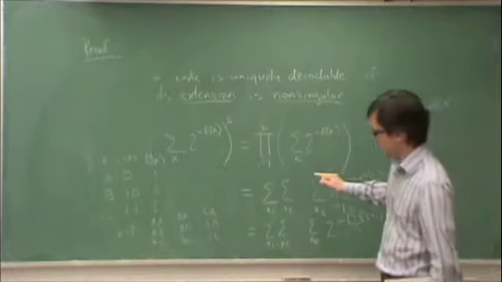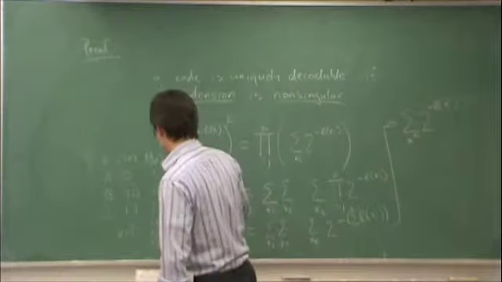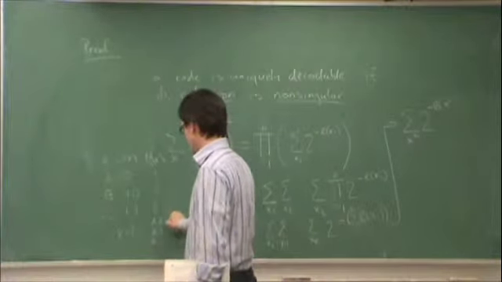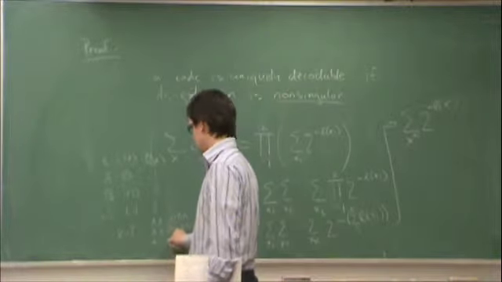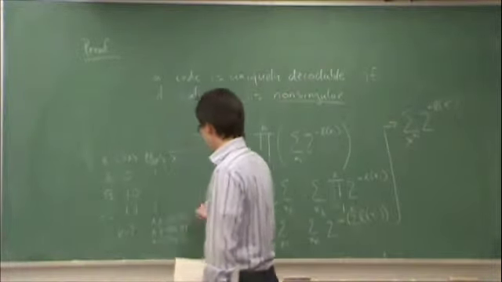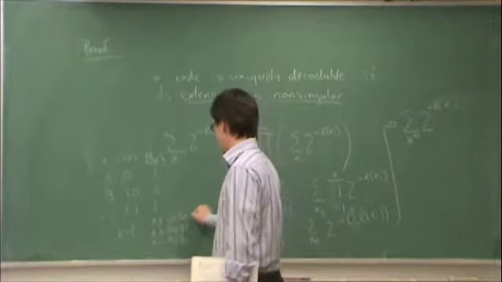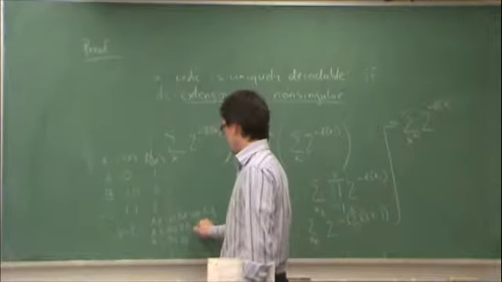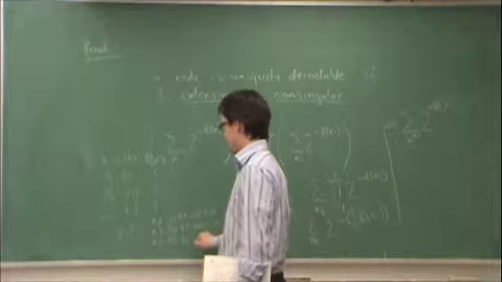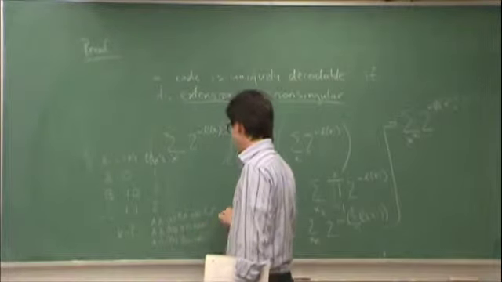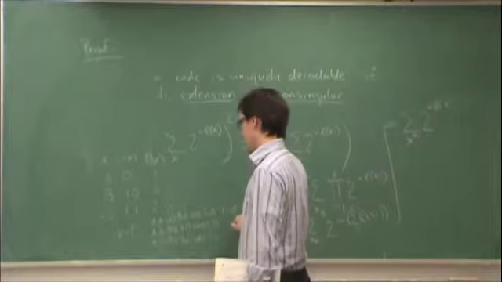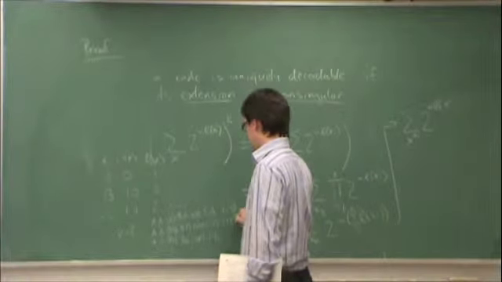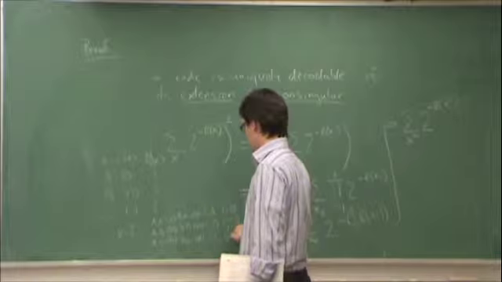The lengths of the extended code words would be what? Well, AA is 0, 0. AB is 0, 1, 0. AC is 0, 1, 1. BA is 1, 0, 0. BB, 1, 0, 1, 0. BC, 1, 0, 1, 1. CA, 1, 1, 0. CB, 1, 1, 1, 0. CC, 1, 1, 1, 1.